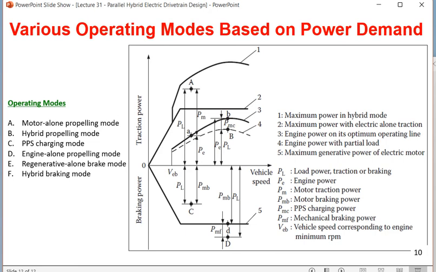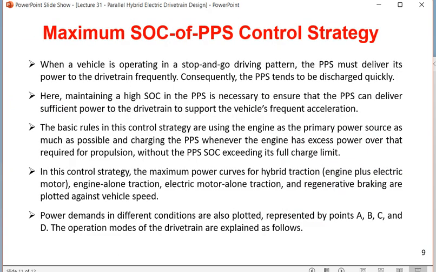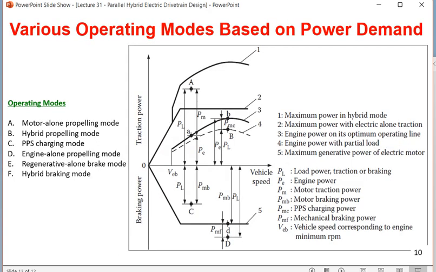Okay, so you might have seen all the 6 different modes of this parallel hybrid electric drivetrain, and the scheme name is max SOC of PPS control strategy. Here the things to be observed. So though we are going to see it in detail in the next lecture, today I will give you a very brief description.